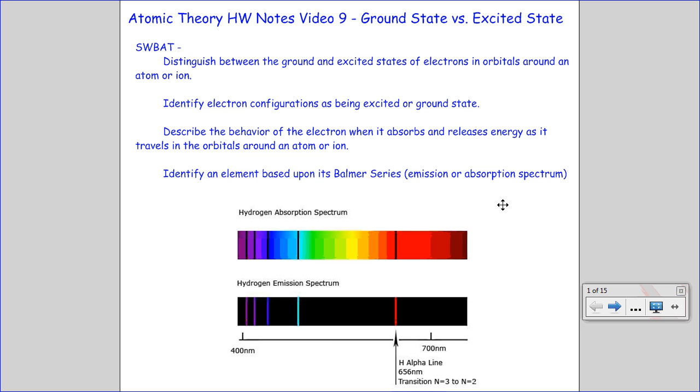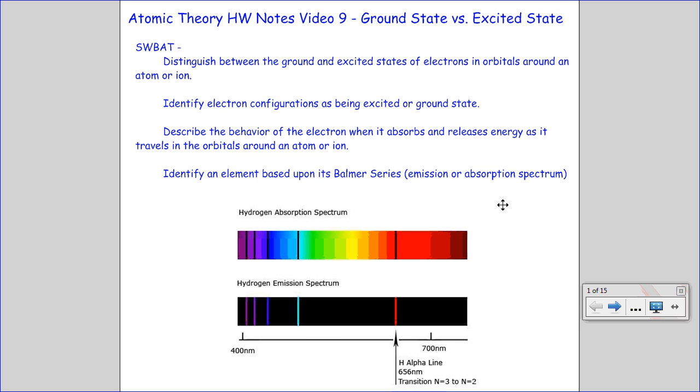We are going to be focusing on the behavior of the electrons today, the ground state versus excited state conditions of electrons. Last video, we did how the electrons behave around the outside of an atom, how they fill in the principal energy levels, but now we're going to be focusing on how they actually behave within the energy level.